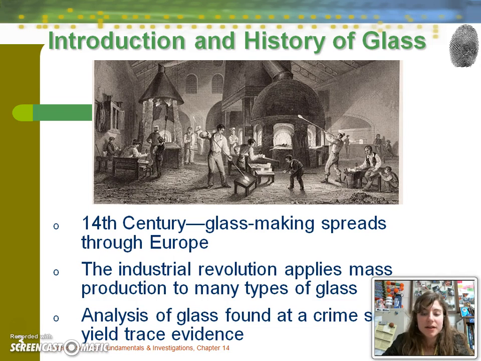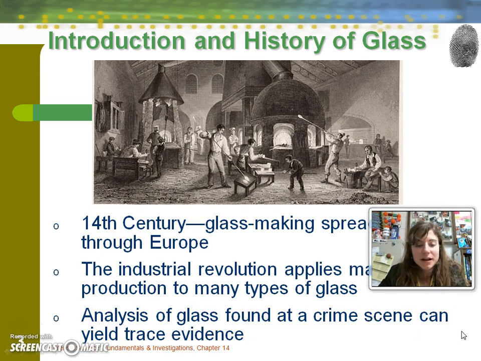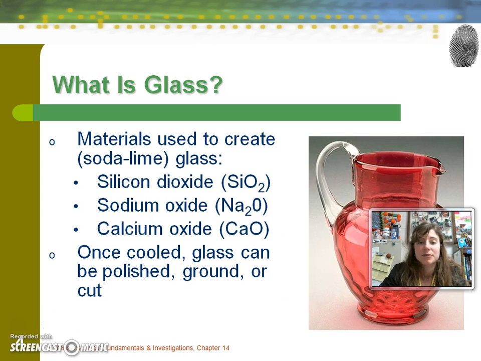the first time. So, in essence, the reason we're talking about this in forensic science class is that glass can be found at a crime scene and can contribute as a type of trace evidence. So let's look at what glass is.